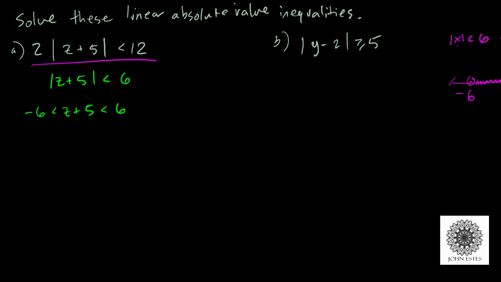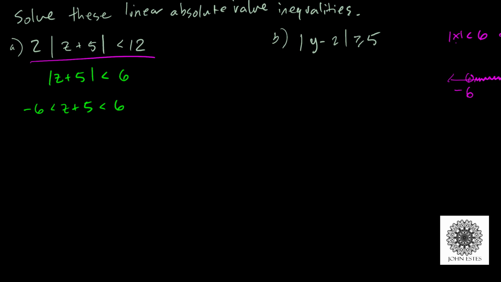From there, it's pretty straightforward. I'm going to get z by itself in the middle. So I'm going to subtract 5 from everything. So when I have negative 6 minus 5, that gives me negative 11. And when I have 6 minus 5, that gives me a positive 1. So I end up here with z being greater than negative 11 and less than 1.